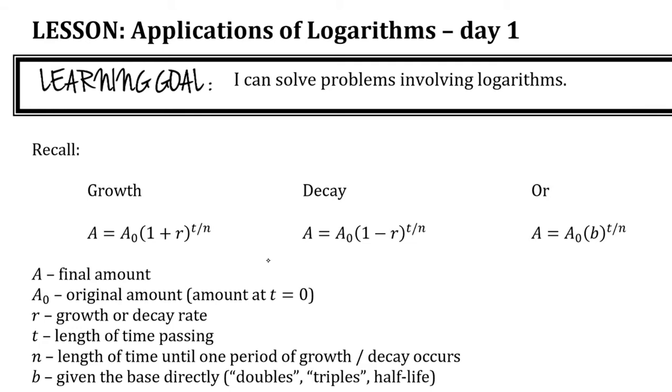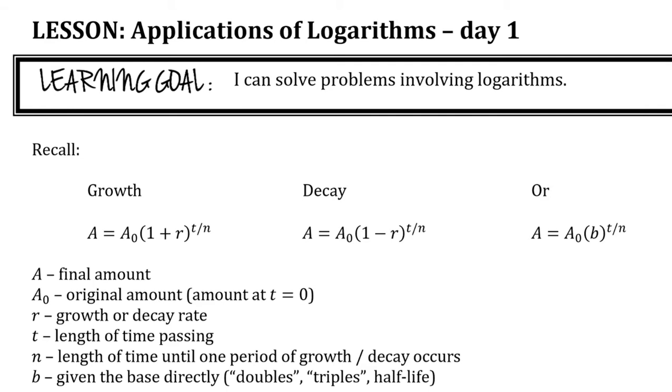And then, as I said, B, you use this equation, which has the B in it, if you are given the base directly. And the question would say something like doubles, triples, like a population of rabbits is doubling or tripling, or the half-life questions, you can go straight to using this. You don't need to do the 1 plus and 1 minus versions. Yes? So if it doubles, triples, or half-life, is the B going to be like 2, 3.5? Yes, exactly.